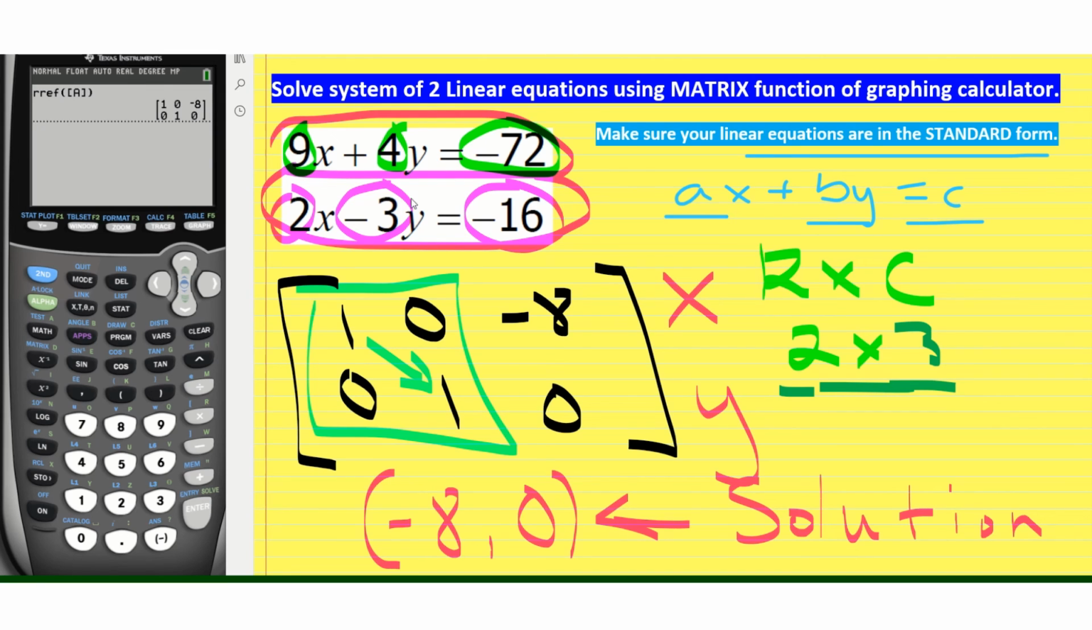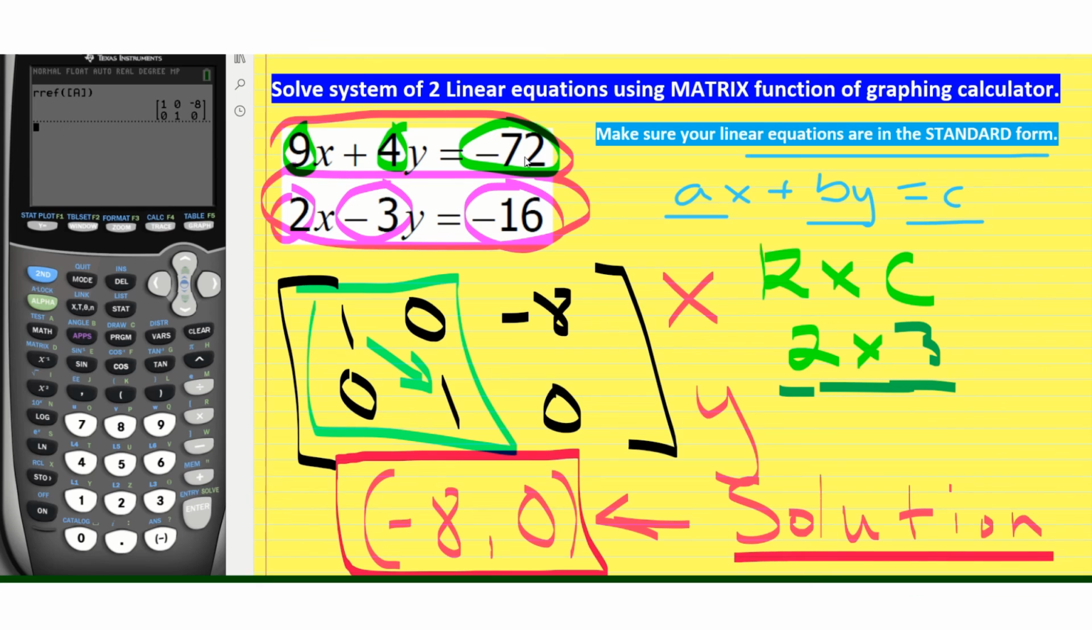If you did go back and graph these, either on your graphing calculator or with graphing software online like Desmos, those are great tools to graph and confirm where the solution is, where they intersect. But we're not going to do that in this video. I just hope that this has been helpful in helping you go through the process of using a matrix in your graphing calculator to find the solution for a set of two linear equations.